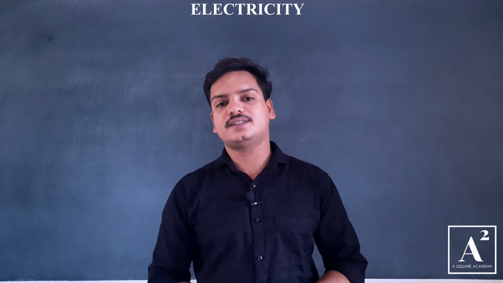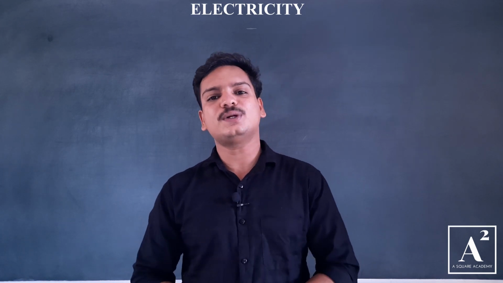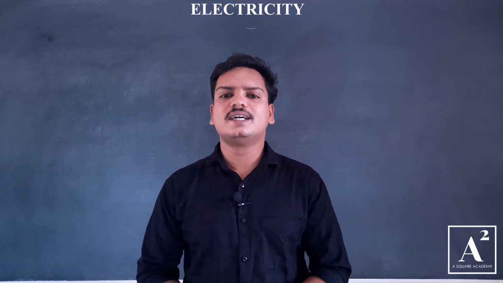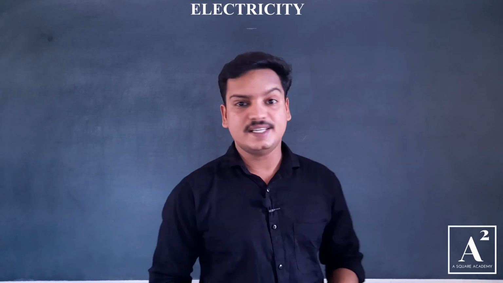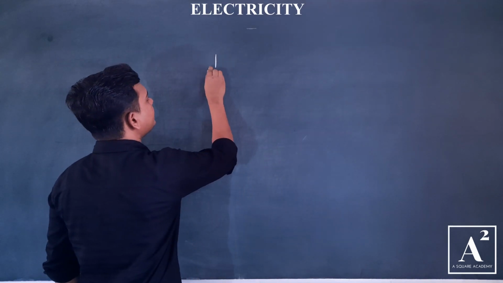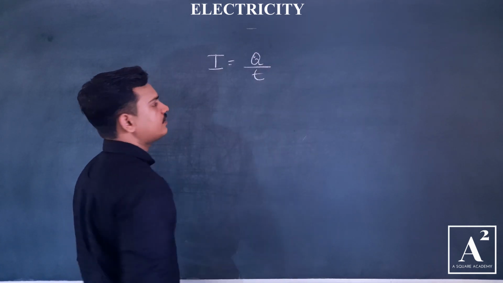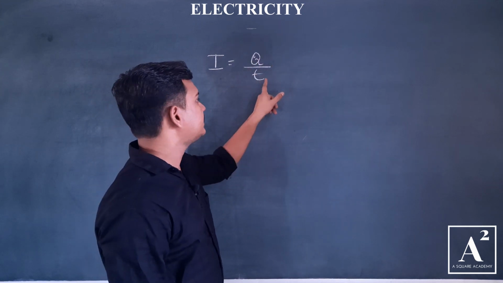What is electric current? Electric current is the amount of charge flowing through a particular area in unit time, or in other words, it is the rate of flow of electric charge, which means I is equal to Q by T. I indicates the current, Q is for charge, and T is time.